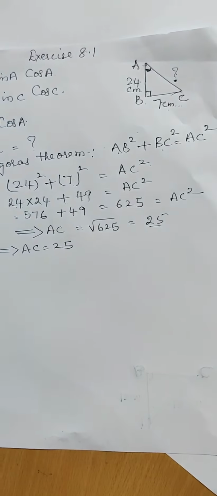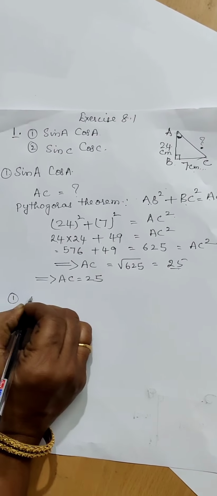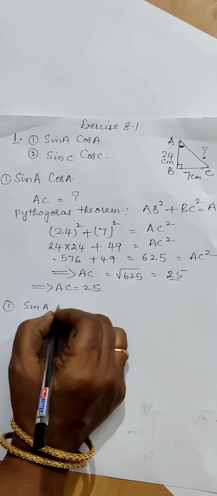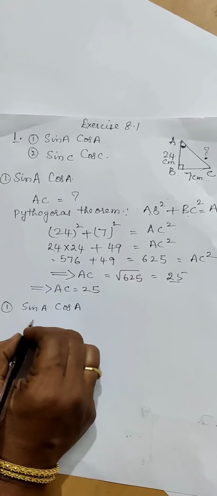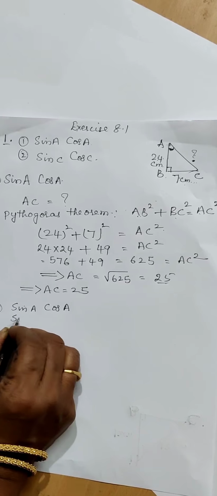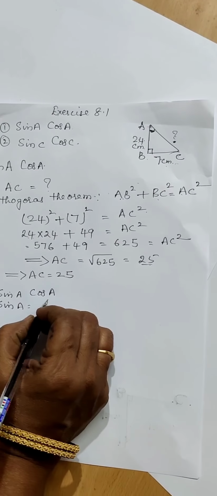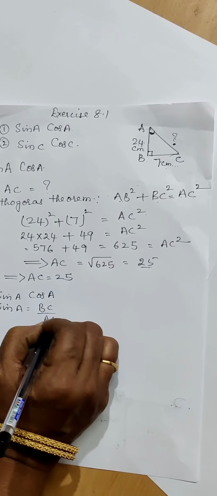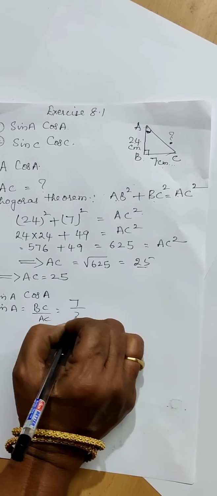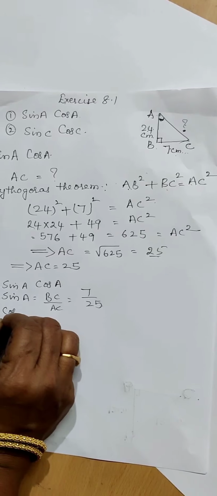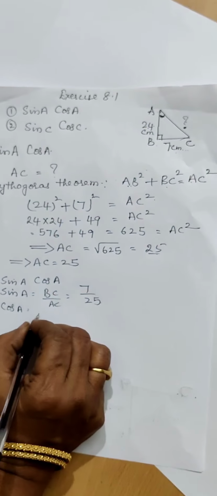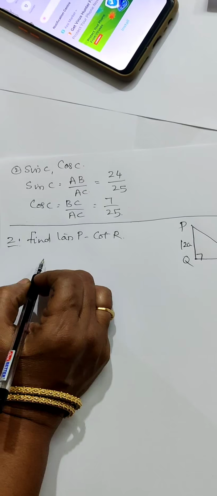Now you can easily solve these two problems. Number 1. What is sin A? Sin A is equal to opposite by hypotenuse, BC by AC. BC by AC means 7 by 25. Cos A is equal to 24 by 25.